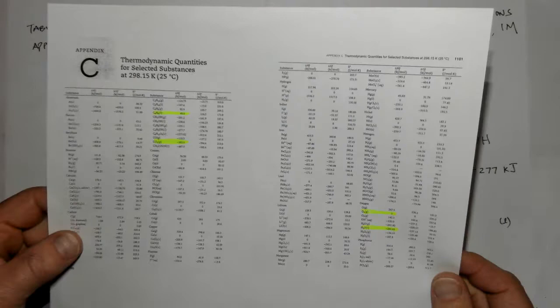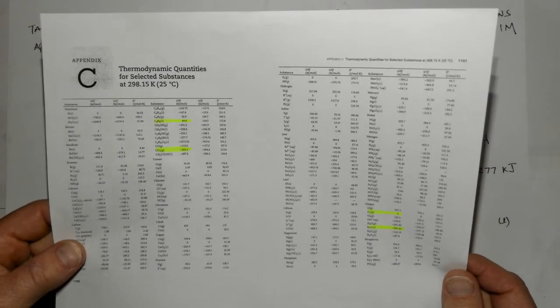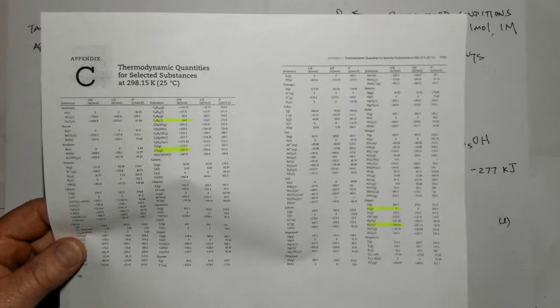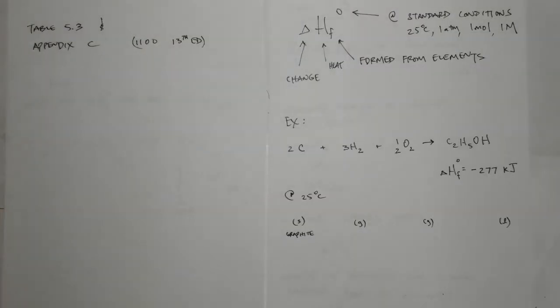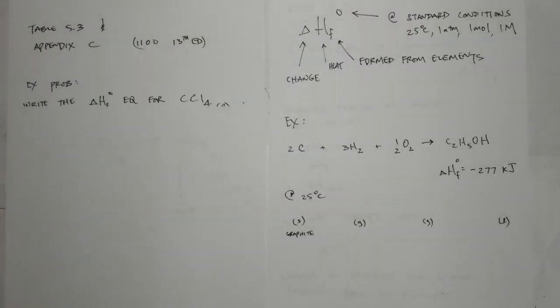So you might have to look these up in the back of your textbook. And since you're always allowed to use open book and open notes, you should be able to look and find those when you're asked to need the numerical values. So here's another example problem.